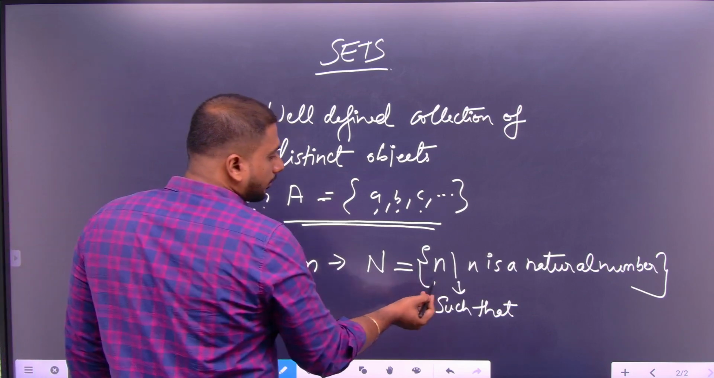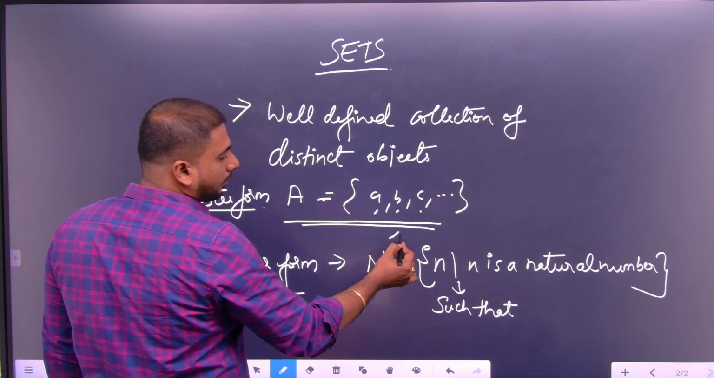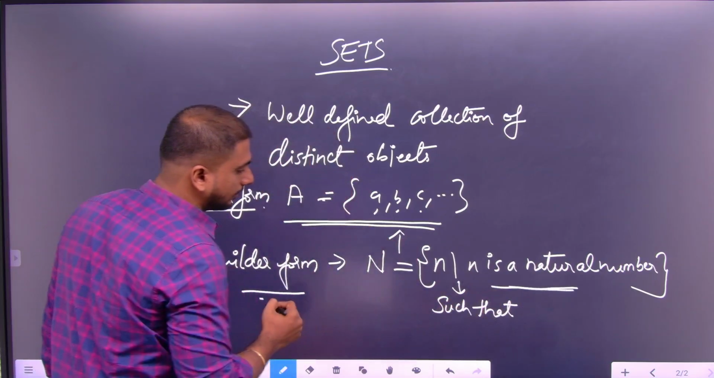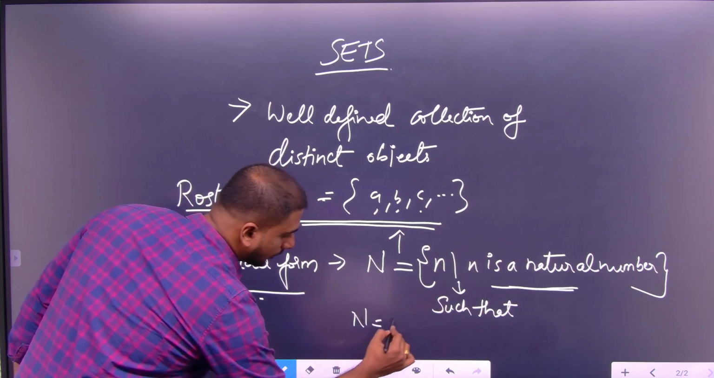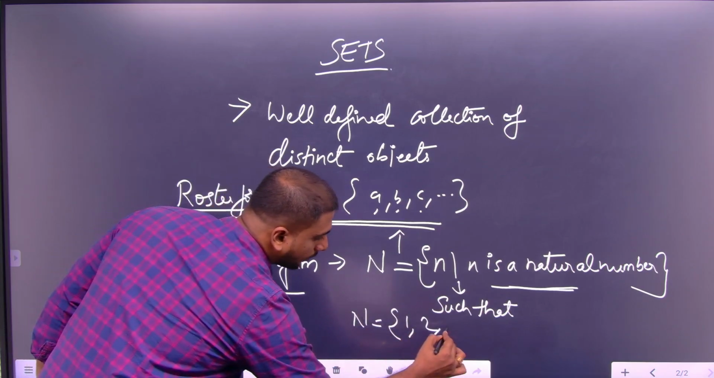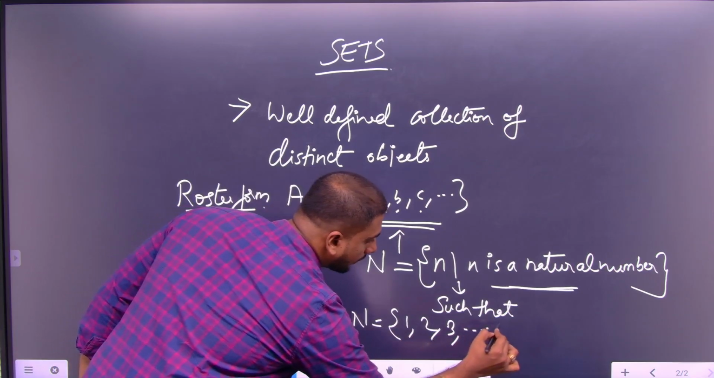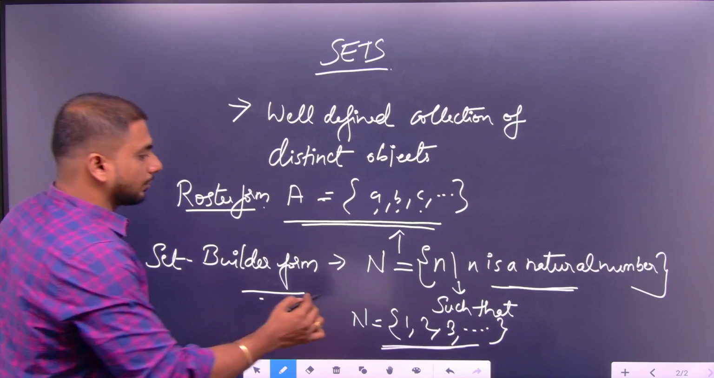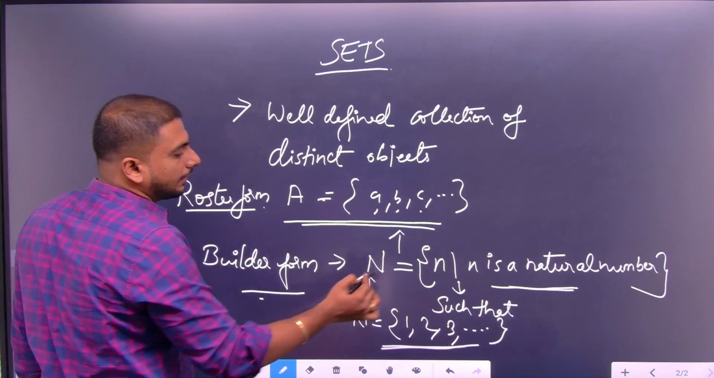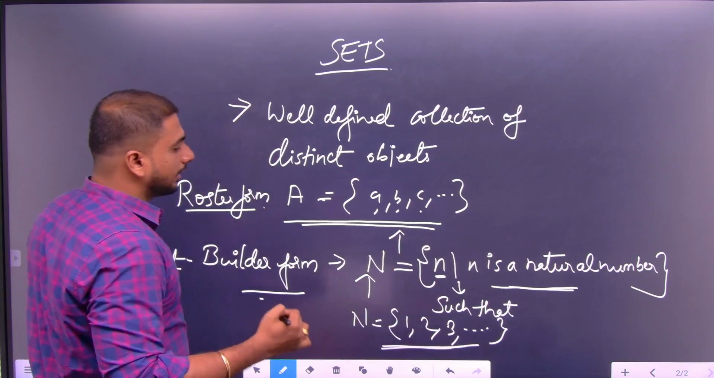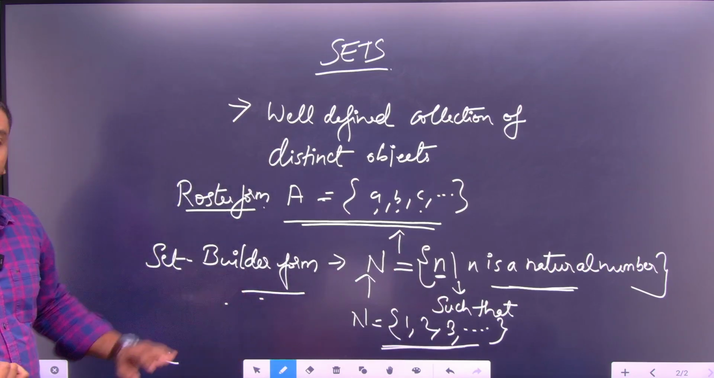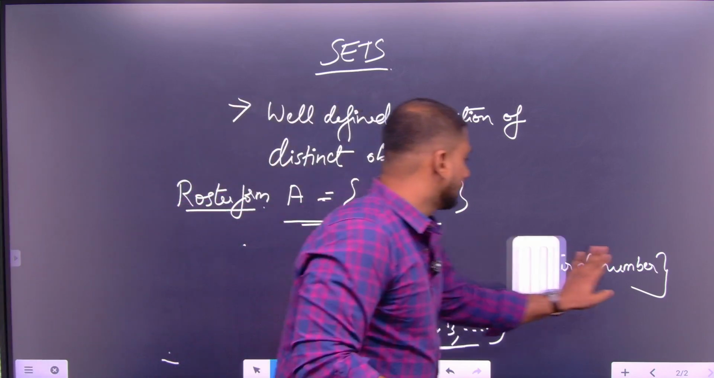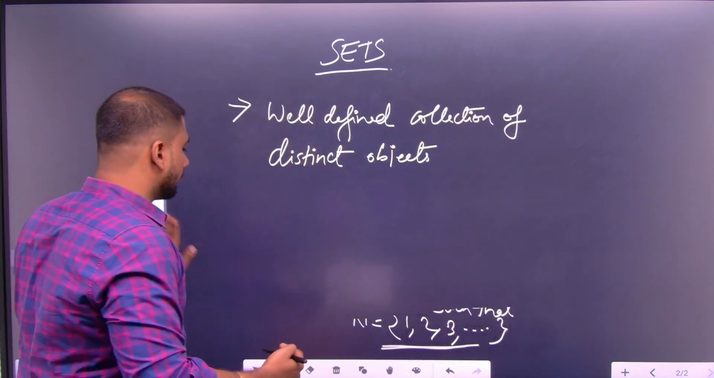So from this, how do we convert from builder form to roster form? We just list out the elements that are inside this. If you write n is equal to 1, 2, 3 and so on, it becomes the roster form of the set. But if you write it in words and in terms of one variable, then it is known as the builder form. Let's go for some more examples. We will learn more about the builder form.